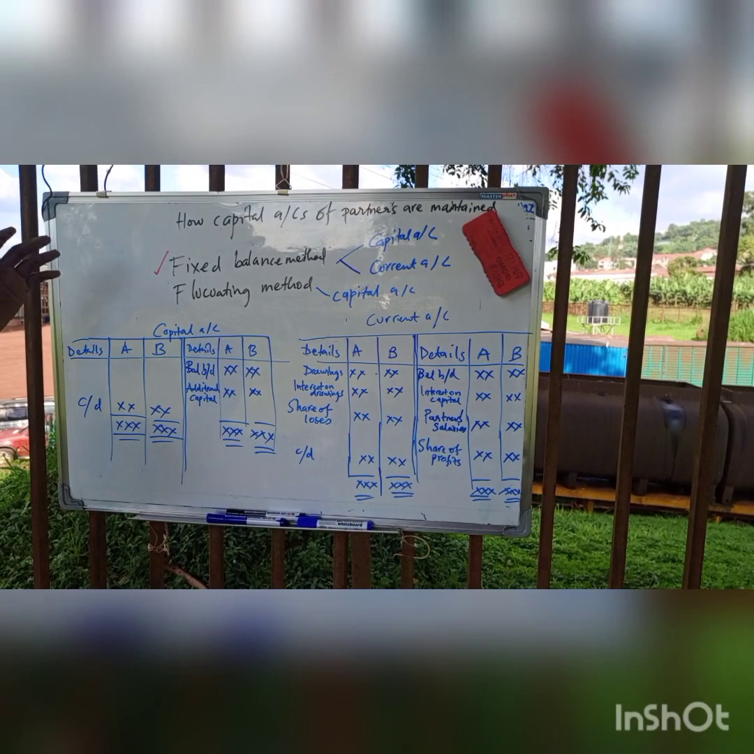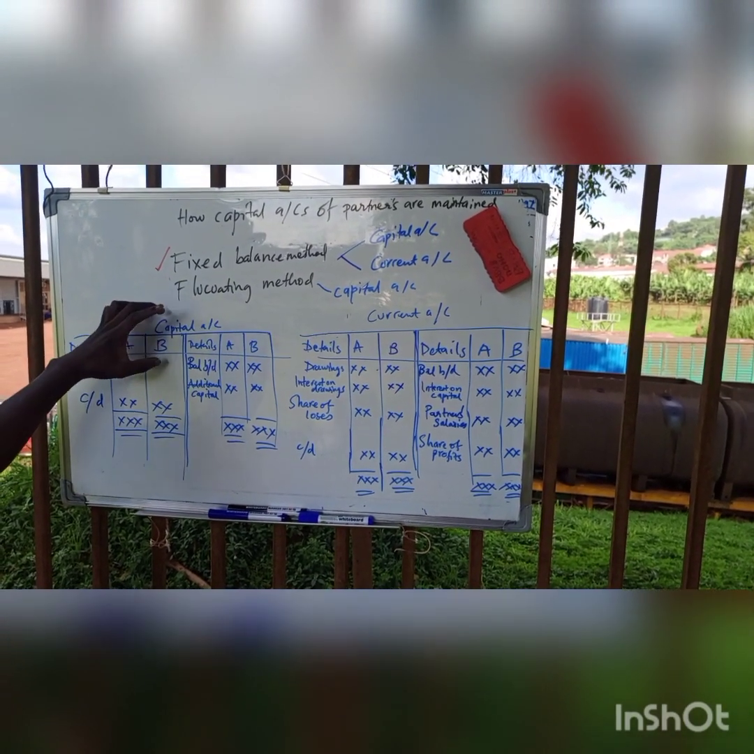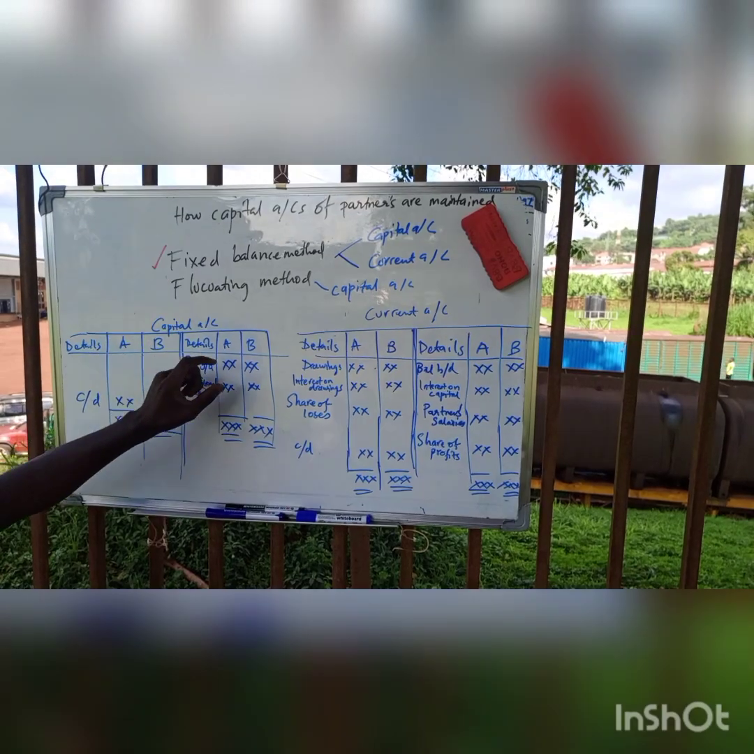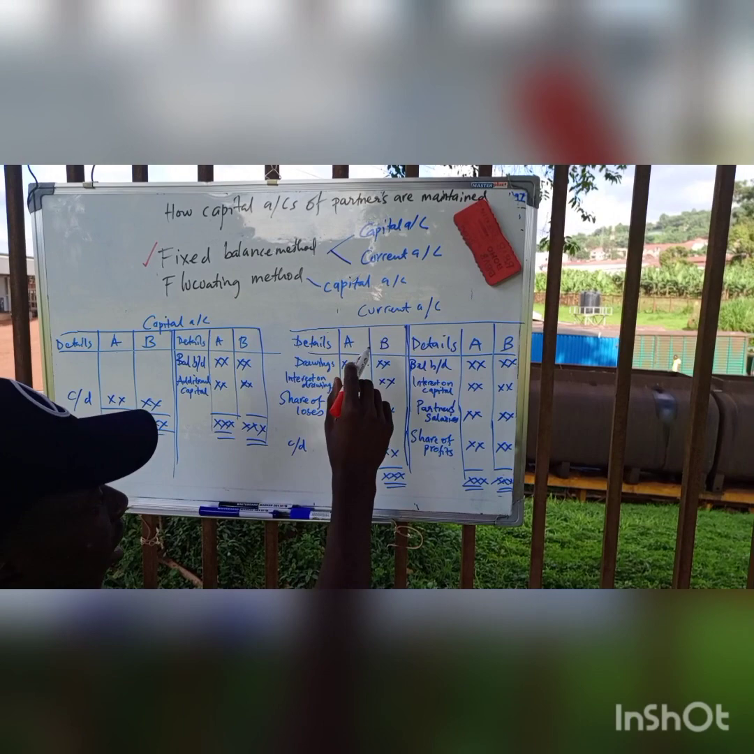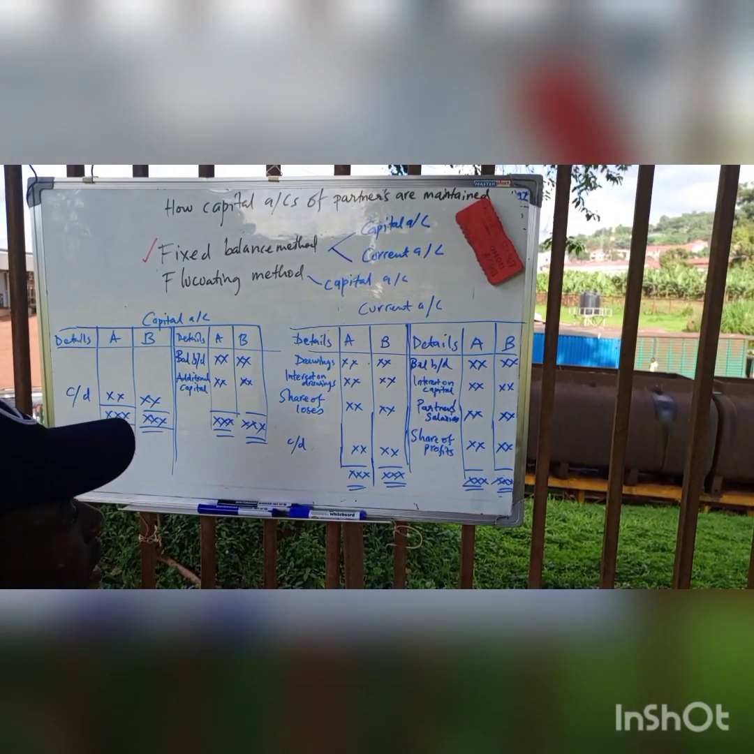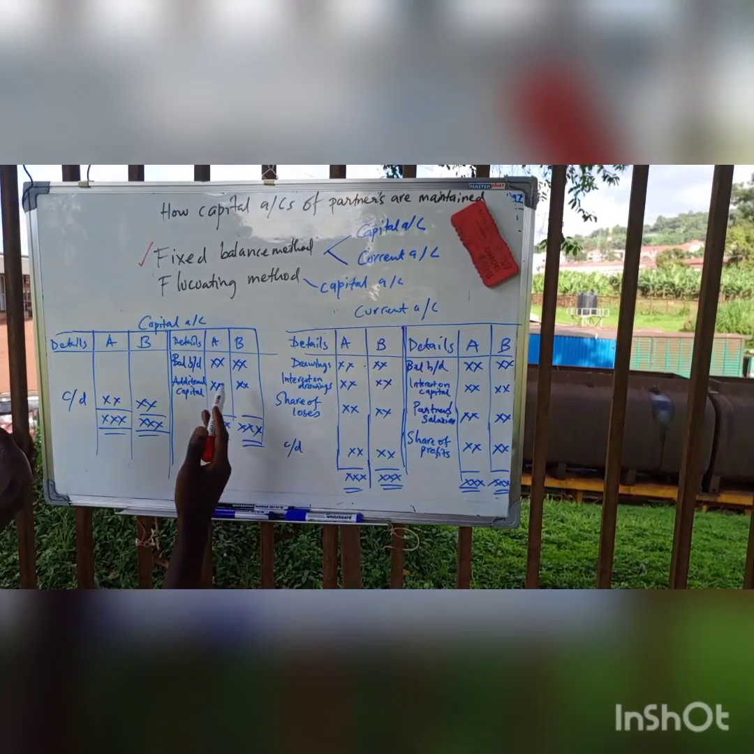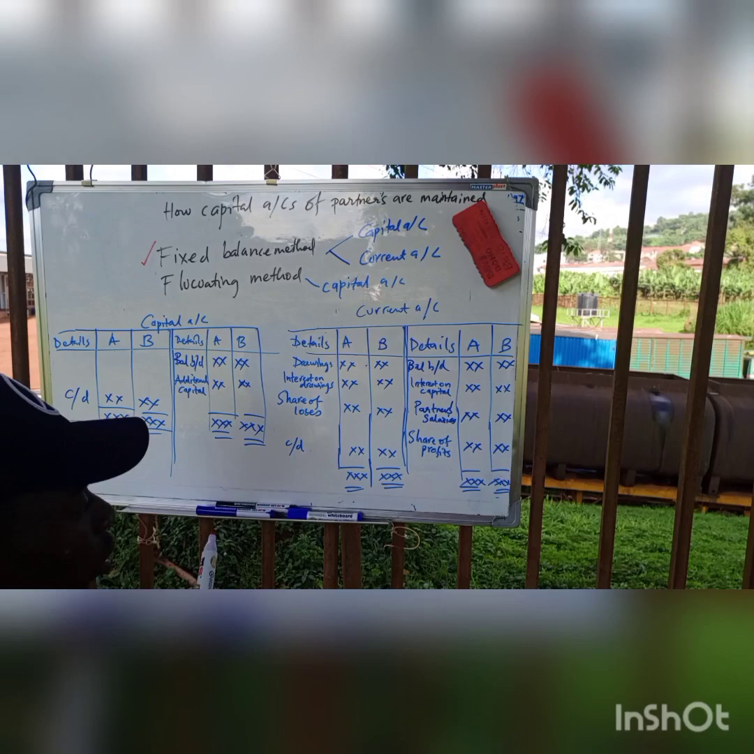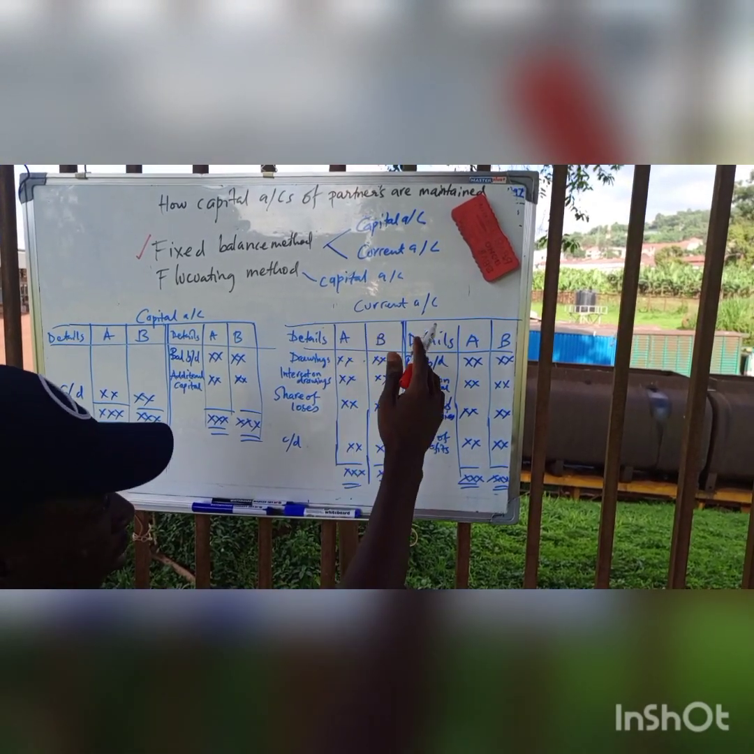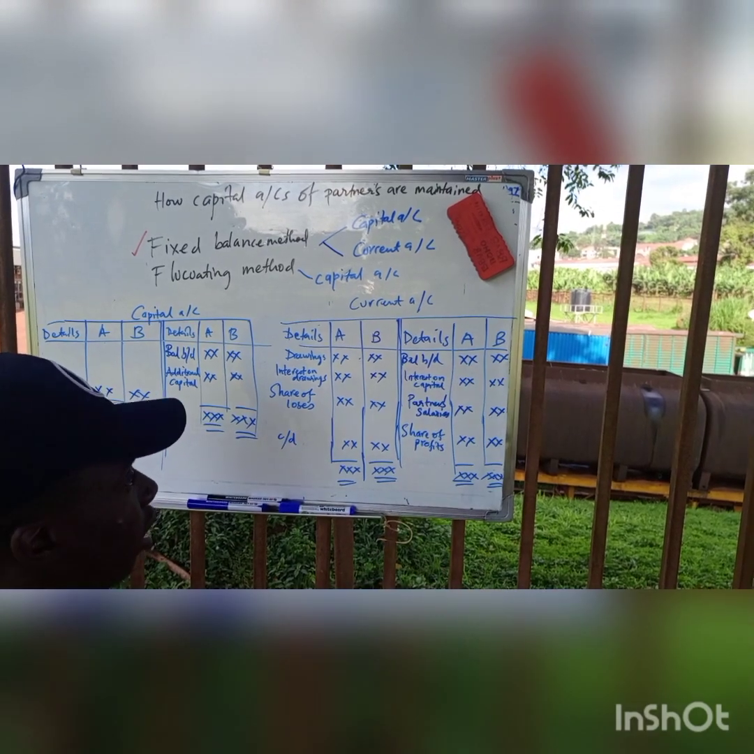So under this method of the fixed balance, in the capital account, take note that it only records the opening balance of capital and the additional capital if it is there. Then the current account is going to record the dealings, like we said. They will give you the two balances. For the capital, they will give you the opening balance for both partners A and B, so you'll be recording it there. They also give you the opening balance for the current account for both partners A and B.